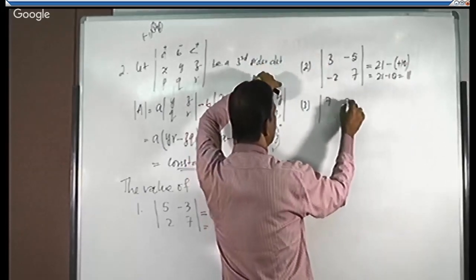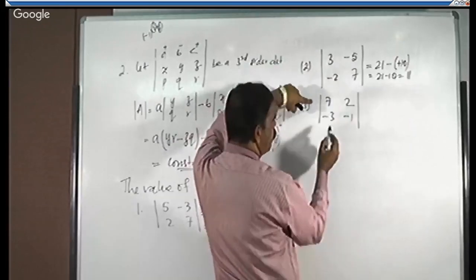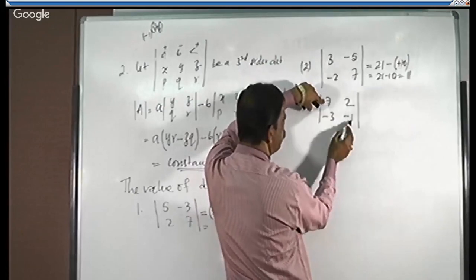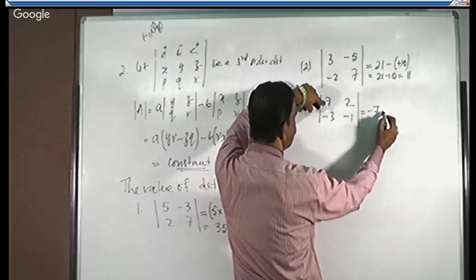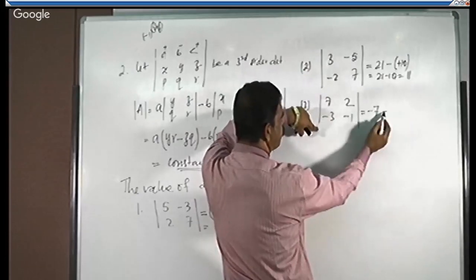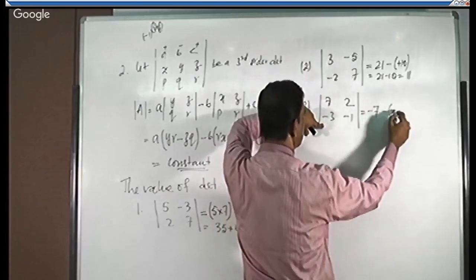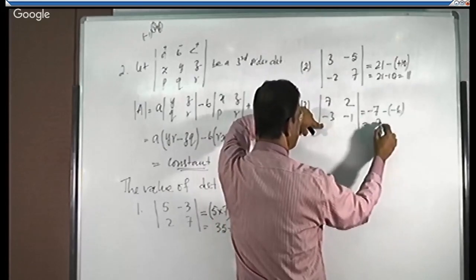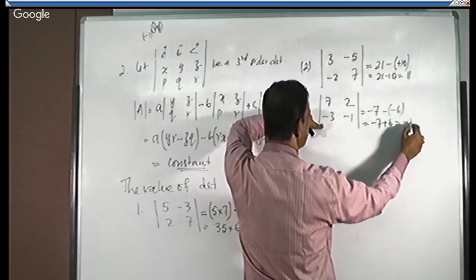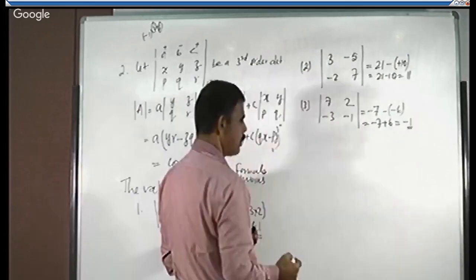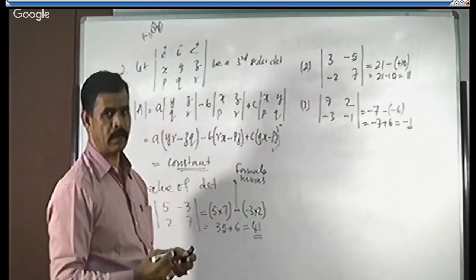7, 2, minus 3, minus 1. What is the expansion of this? Product of these two: 7 into minus 1, which is minus 7. Minus of, this is the formula minus, 2 into minus 3, which is equal to minus 6. So minus 7, minus into minus plus 6, is equal to minus 1. This is the way in which you have to get the value of a second order determinant.